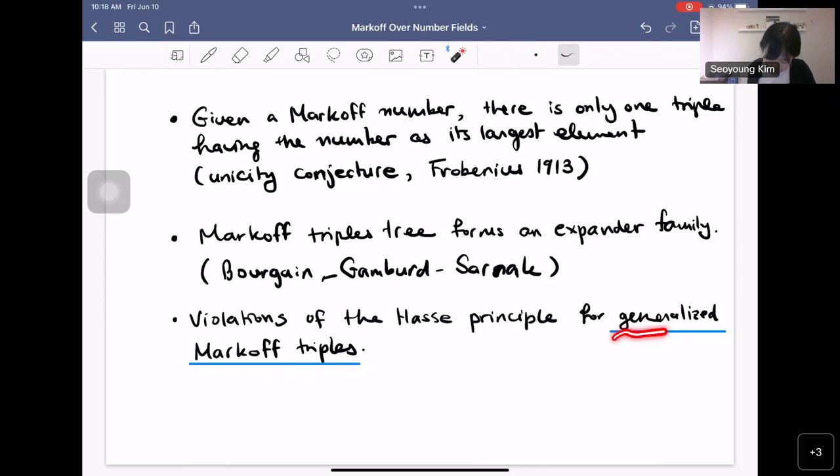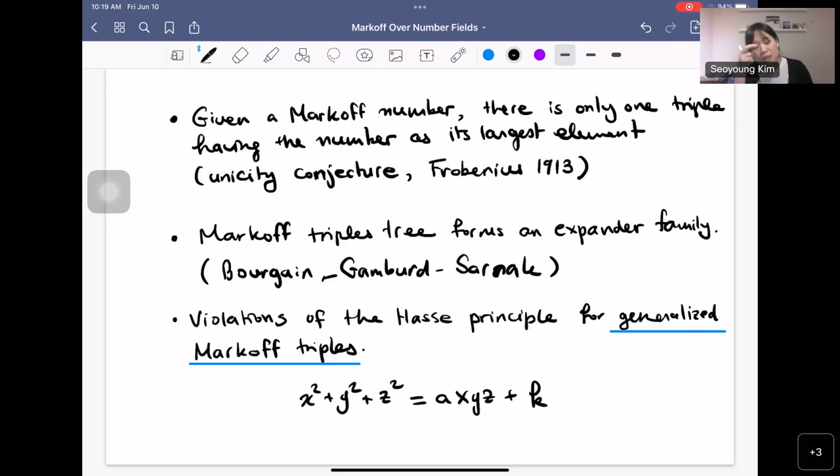but it should rather be the generalized Markov triples, because this violation doesn't happen for just Markov triples. It's about studying the violation of the Hasse principle for generalized Markov triples. What I'm calling generalized Markov triples is not the Markov equation that I mentioned, but rather of the form x squared plus y squared plus z squared equals a times x, y, z plus k. And an interesting thing to study is that whenever you fix the numbers k and a, can we prove whether some sort of violation of the Hasse principle happens or not? So that's an interesting question to study as well.